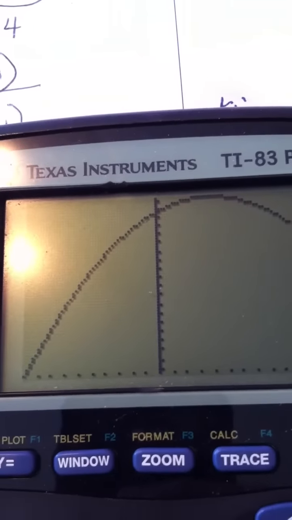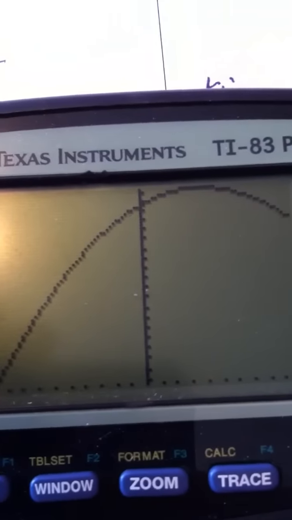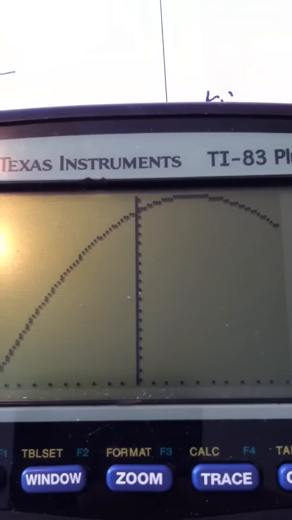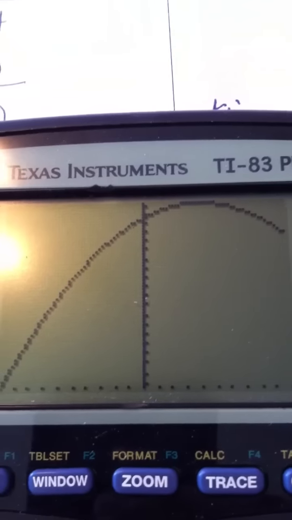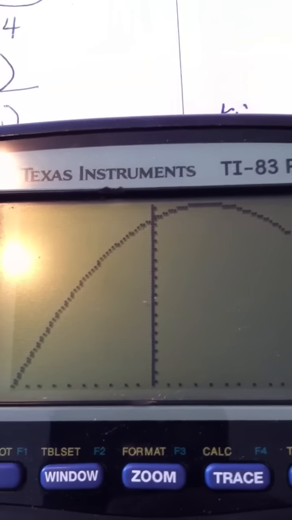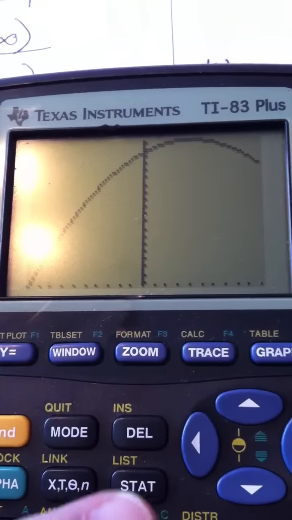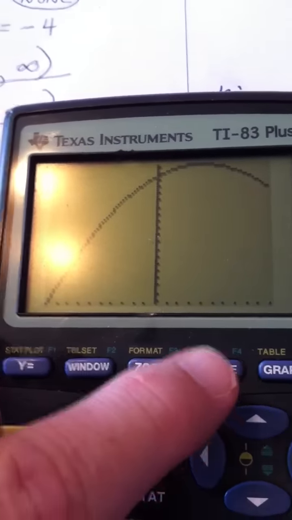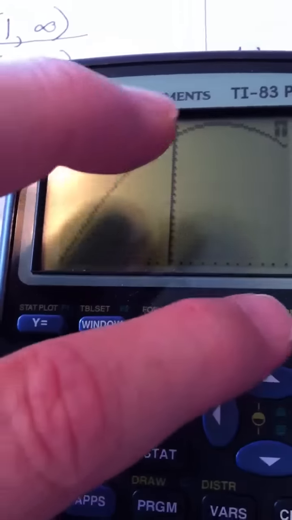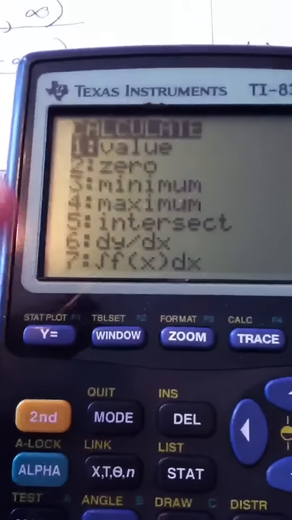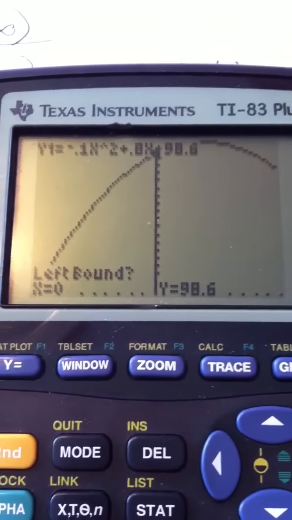Now here, luckily, it made enough of our graph show up that we're able to find the vertex of this parabola, and of course the vertex is where the high point is. That's where the maximum temperature is going to occur, and we'll also know on what day the temperature was the highest. Now remember the way I've taught you to do this in class. To find the maximum, I don't like you to use the trace function. I like you to go to the calculate menu, so we're going to hit second function, calculate, and we're going to pick option 4 for maximum.